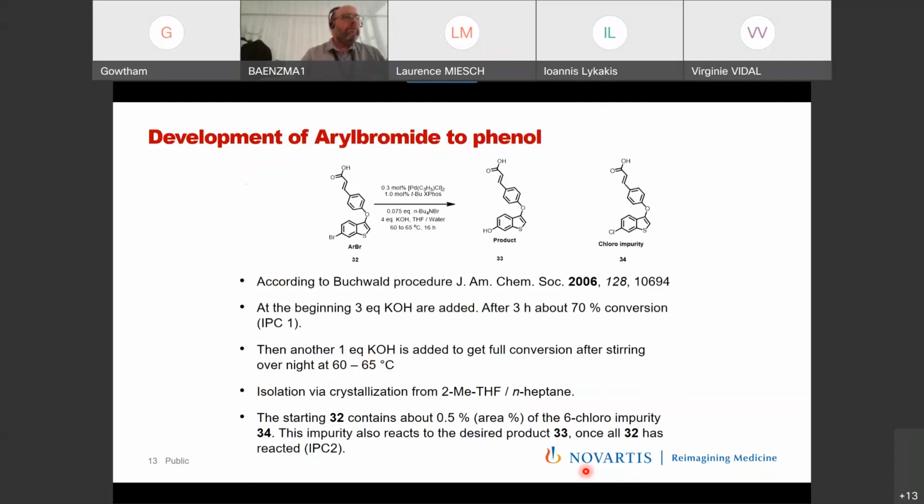After about 3 hours, there was 17% conversion achieved. Then another 1 equivalent of potassium hydroxide was added, and after stirring overnight at 60 to 65 degrees, a complete conversion was achieved. In the starting material, 32, the bromo derivative, we also had the chloro impurity. This was also reacting to the desired product, but only when all the bromo compound was consumed.